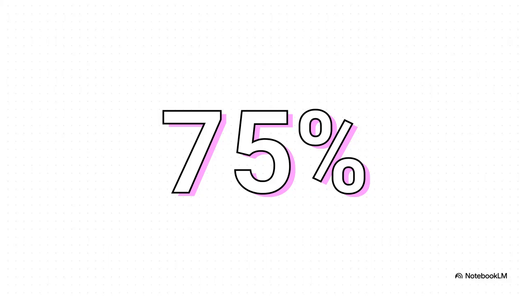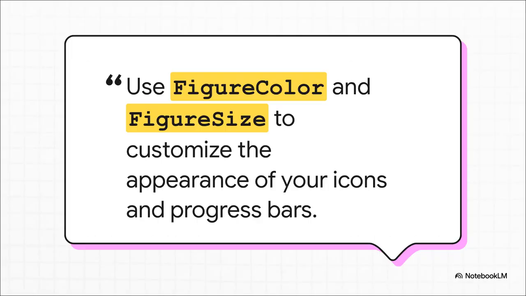Just imagine this 75% being shown by a smooth radial progress bar. It's not just a number anymore, is it? It's a visual story of completion. You can update this in real time to show download progress, a user's goal, or system capacity. It's data you can actually see. And of course, you've got full control. You can use figure color and figure size to dial in the look and feel of your icons and progress bars, making sure they're perfectly integrated and look exactly how you want them to.